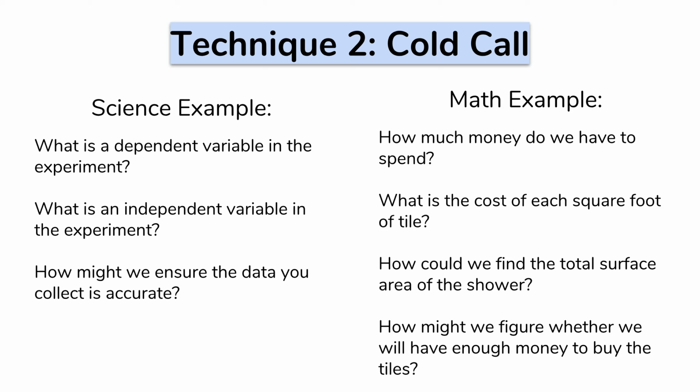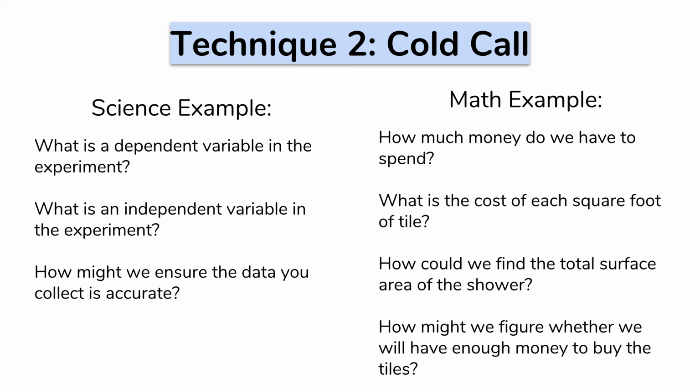Here are two examples of the cold call technique. One is in science and the other's in math. For the science example, imagine that we're going over an experiment and then stop and check for understanding before starting with the lab. Questions we could ask are, what's a dependent variable in the experiment? What's an independent variable in the experiment? And how might we ensure the data you collect is accurate?